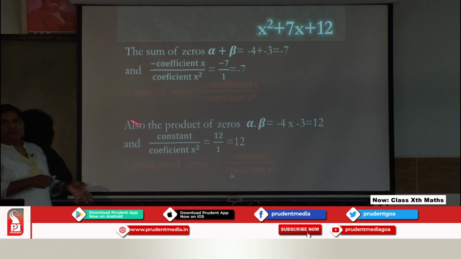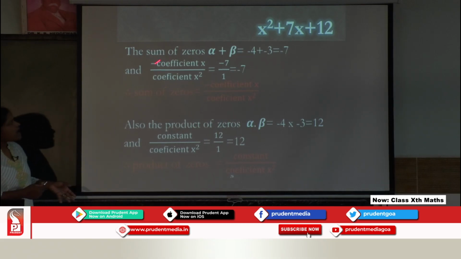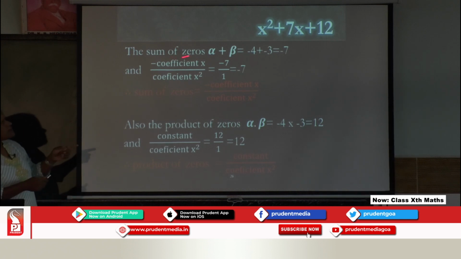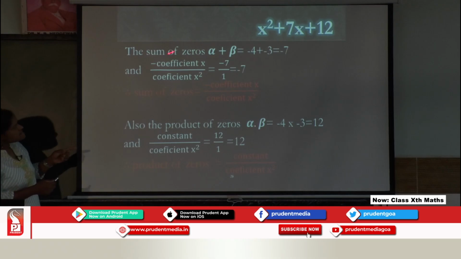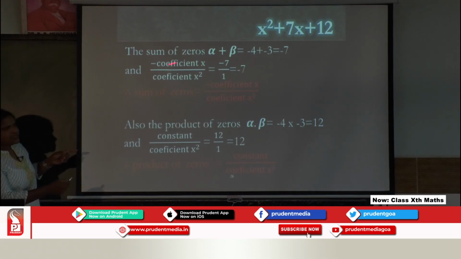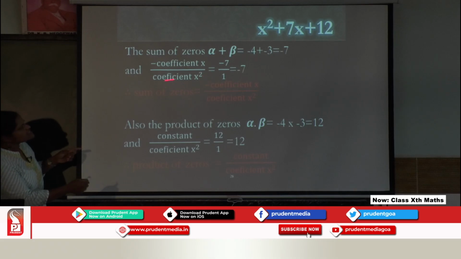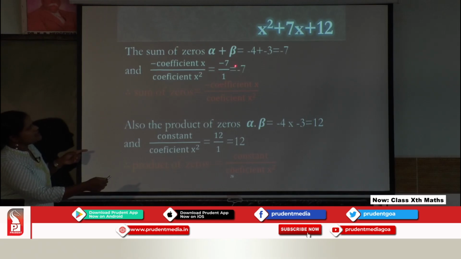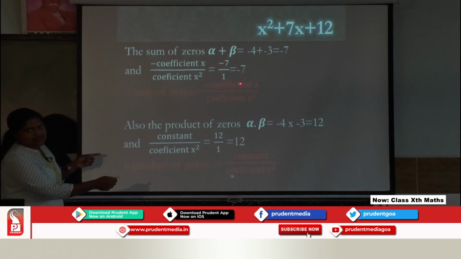If I apply the formula, what is the formula? Minus coefficient of x upon coefficient of x square. This is related to sum. So if I apply the formula, what do I get? Minus coefficient of x. What is the coefficient of x here? 7. So I wrote 7 here. Minus is again part of the formula. Coefficient of x square is 1. So I wrote minus 7 upon 1 is equal to minus 7.